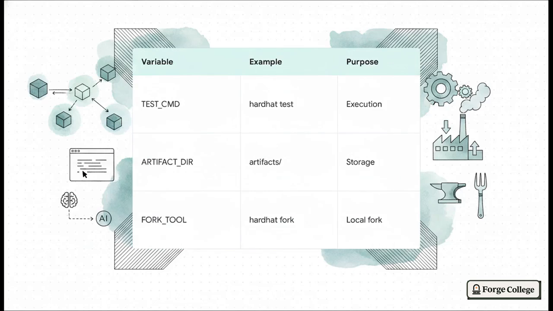Now, to get a script from your AI that actually works without endless hallucinations, you've got to be incredibly specific. Feed the AI a strict table mapping out your actual project commands and paths. Give it your exact test command, your specific artifact directory, and your preferred fork tool, whether that's Hardhat, Foundry, or Anvil. This anchors the AI to your actual code base, so the code it spits out is practically ready to deploy right out of the gate.